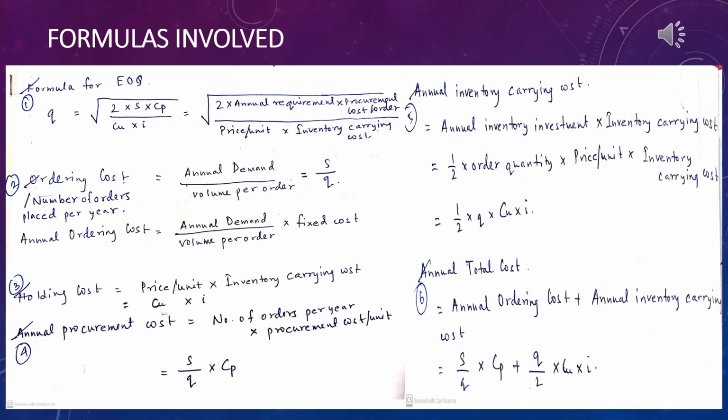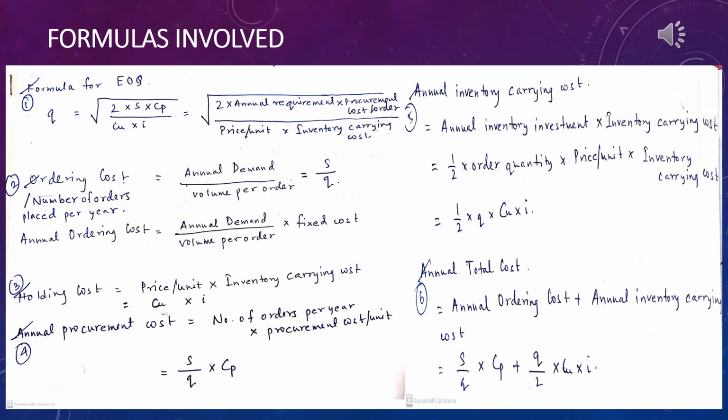Though the derivation of this particular formula is generally not in the syllabus, we can easily understand that EOQ is the point at which the procurement cost and the inventory carrying cost intersect with each other. Intersecting means that point is the minimum point. So I can say S by Q into CP, the ordering cost, is equal to Q by 2 into CU into I, the inventory carrying cost.